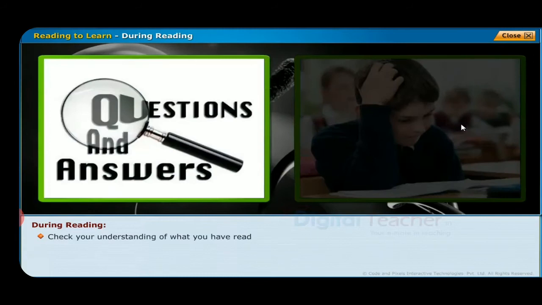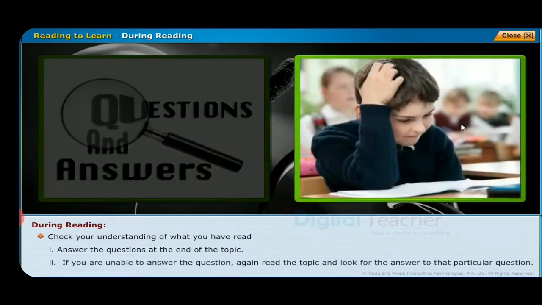Check your understanding of what you have read. Answer the questions at the end of the topic. If you are unable to answer a question, read the topic again and look for the answer to that particular question.